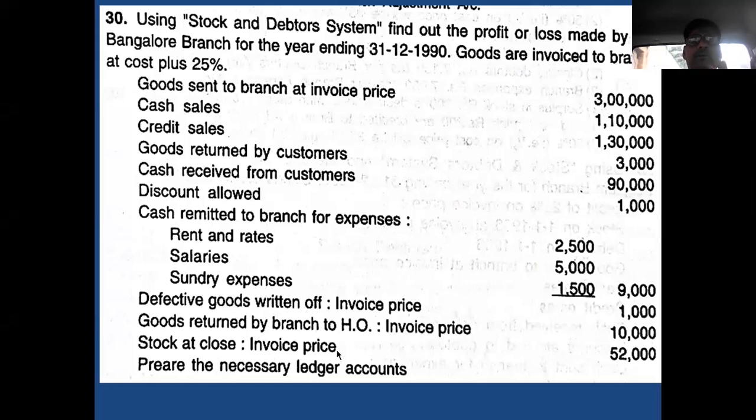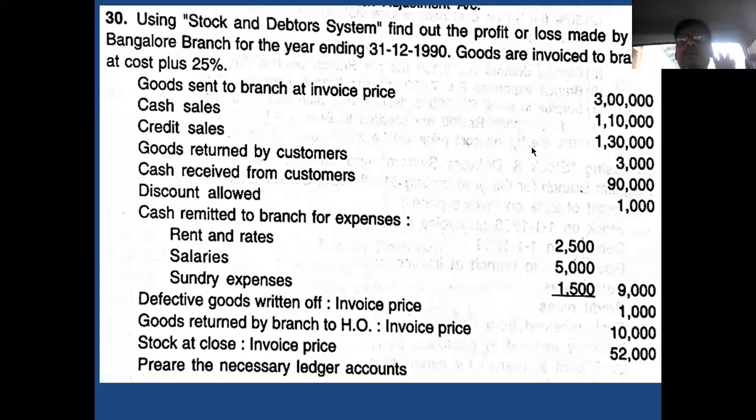On the debit side there is only goods sent to branch, and second is to debtors, that is returned by customer. Opening balance is not given in the problem. The credit side has all five items: cash sale, credit sale, return to head office, deficit, and closing balance. Five items on the credit side of the stock account, two items on the debit side. Then close the account.